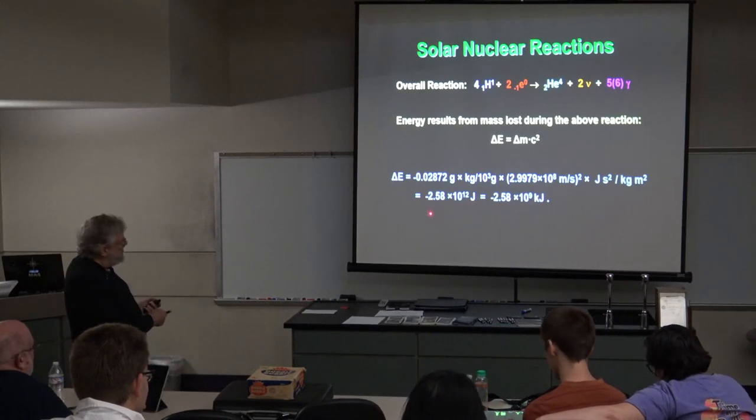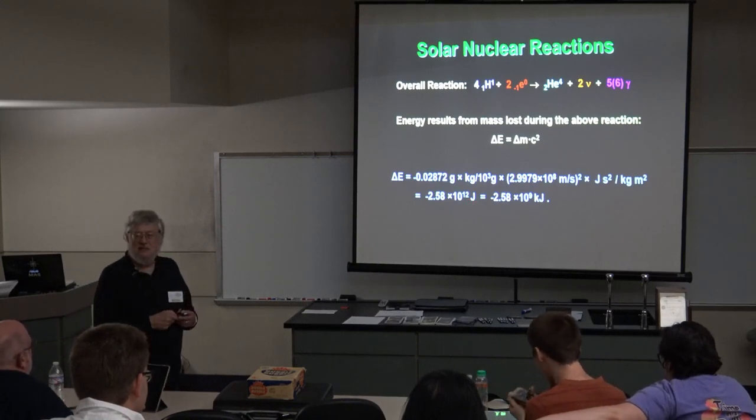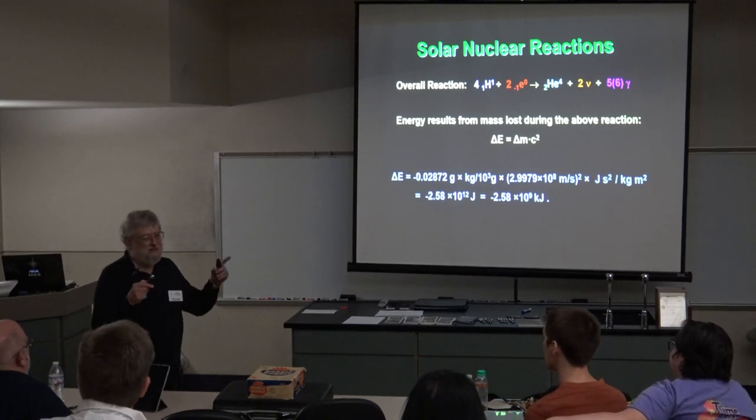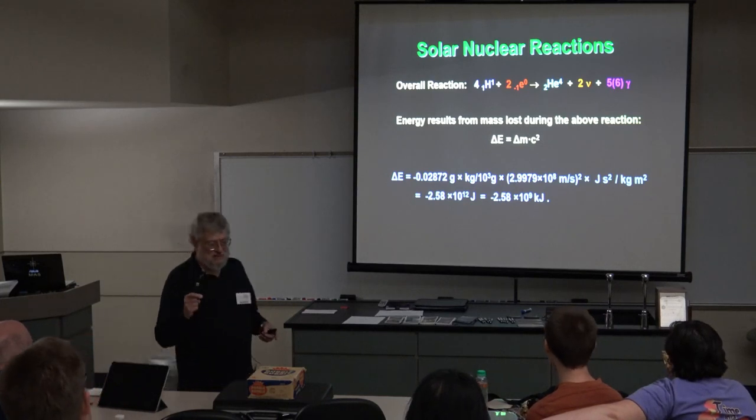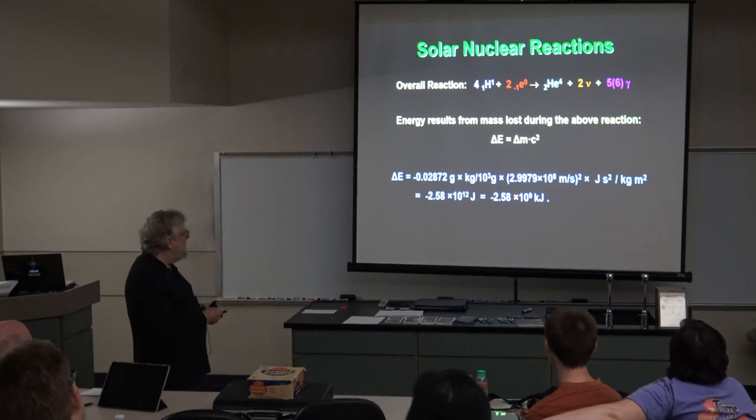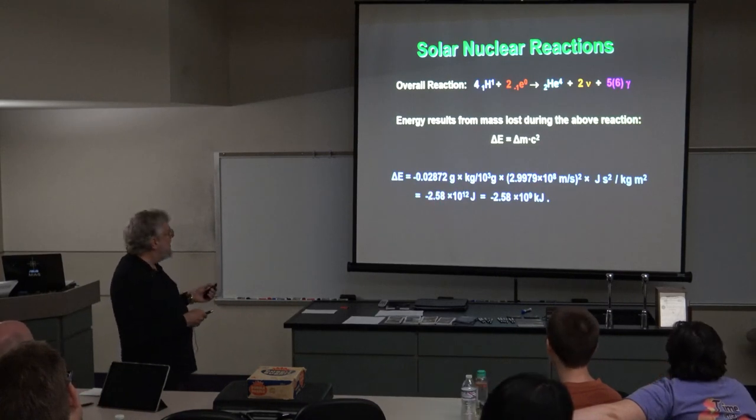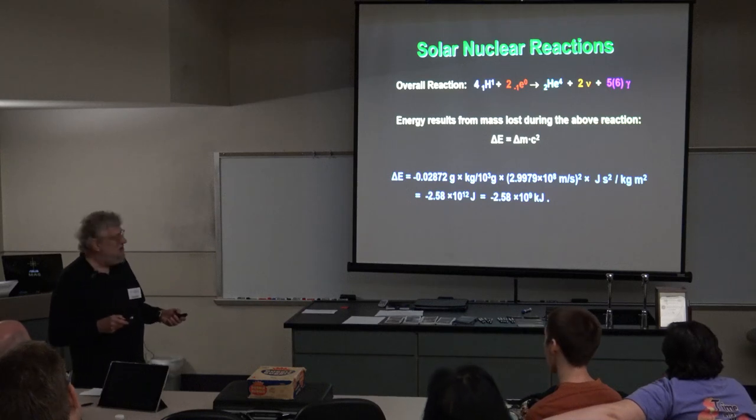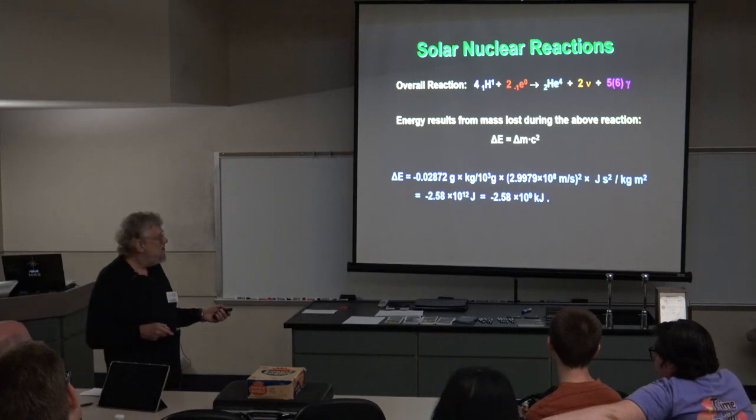This gives us 2.58 trillion joules emitted when we start out with how much? Not just 4 atoms, 4 grams of hydrogen. We have something maybe about the size of a small ice cube. If that turned into helium, then we would be giving out trillions of joules from that tiny little amount of hydrogen. And it all comes from the missing mass being multiplied by the speed of light squared.